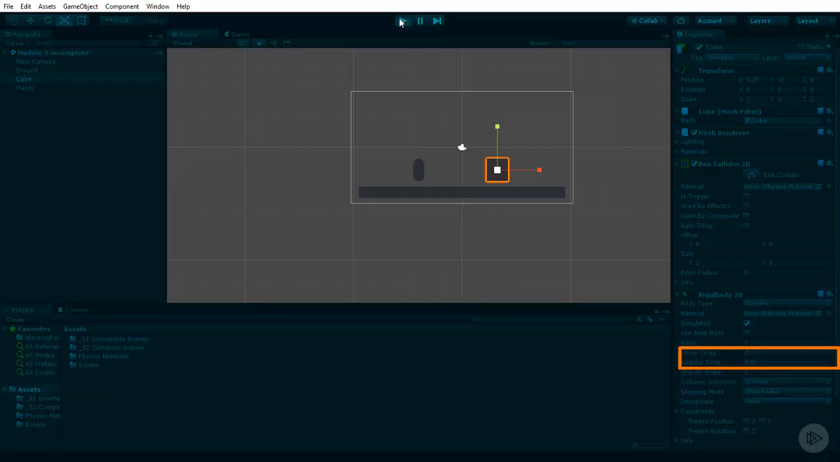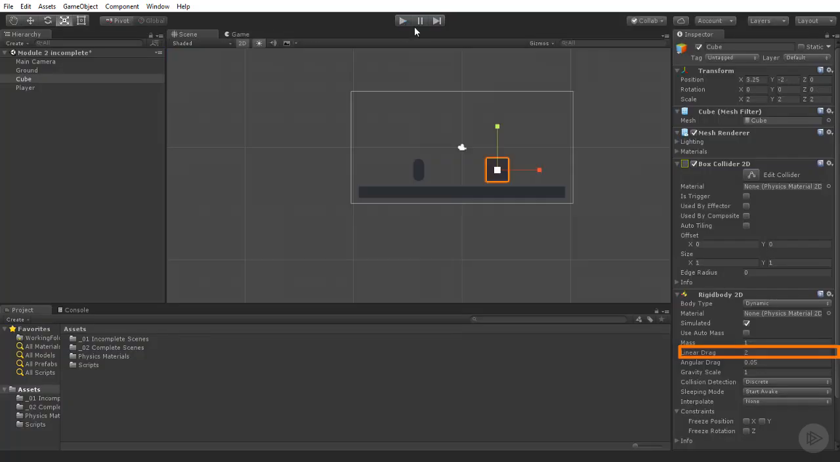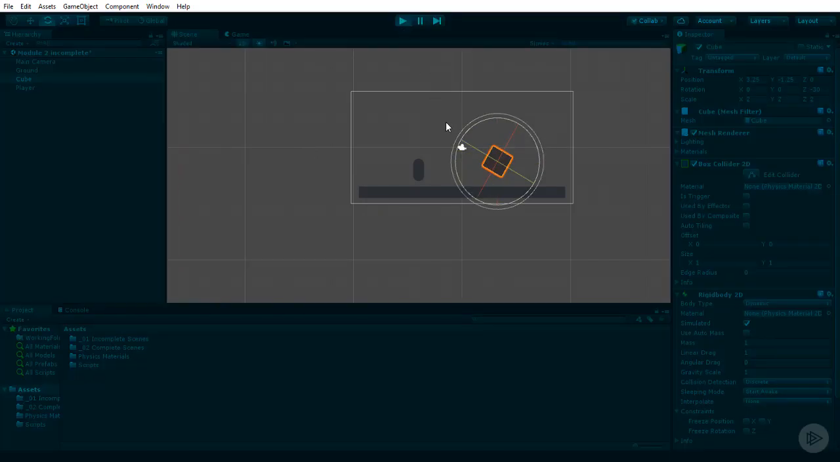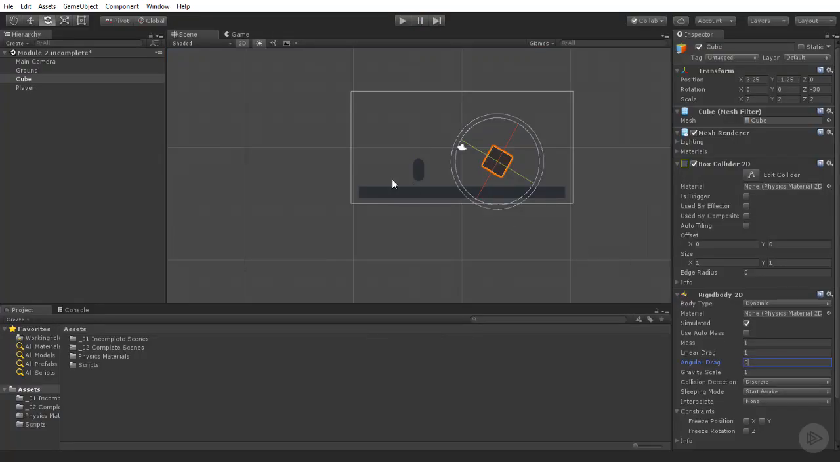Linear drag and angular drag are both options that increase the resistance of an object. Linear drag affects the position part. Angular drag only affects the rotation part. Though be careful with these options. If you're not careful, especially with angular drag, it can make things look really awkward and janky.